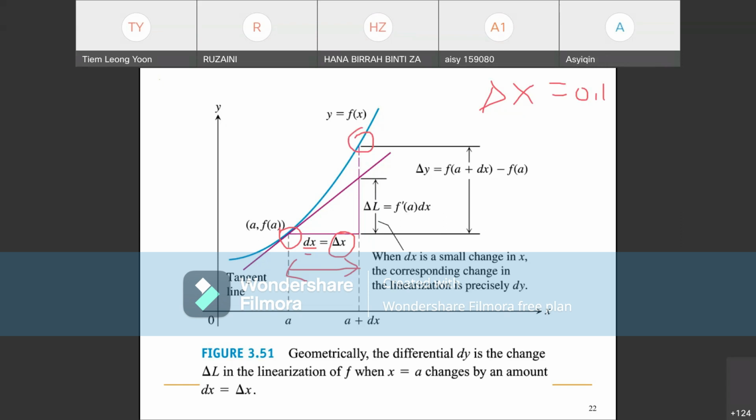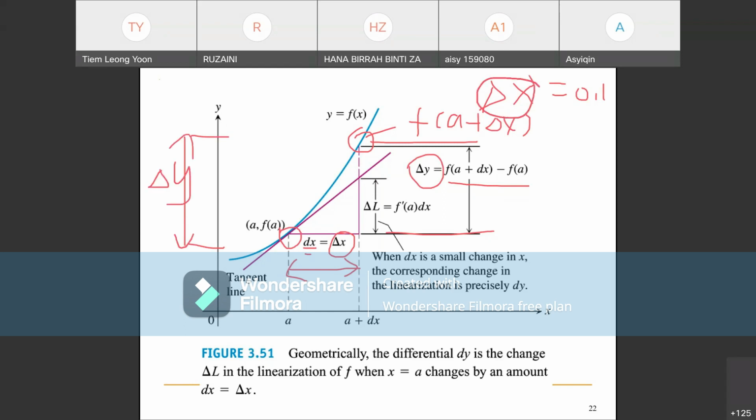Right? This is a number which has a coordinate of f at a plus delta x. So the difference between this line and this line is just this. So we call this delta y to represent the change in the function. So this is usually what we want to know. If you have a change of x by 0.1, then what is the corresponding change in delta y?